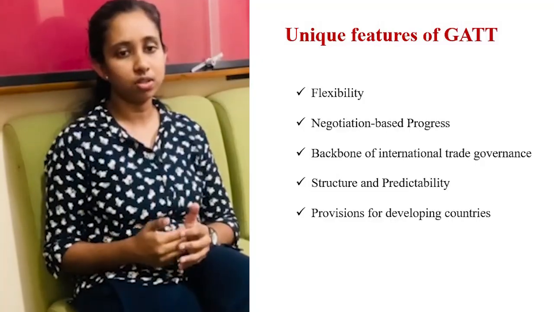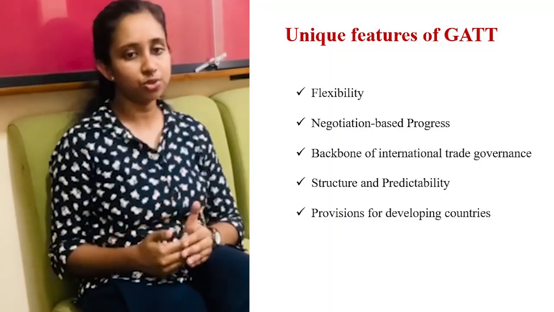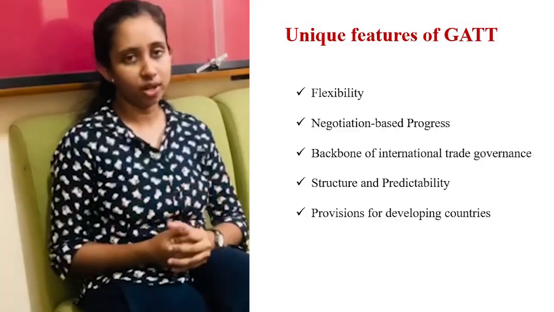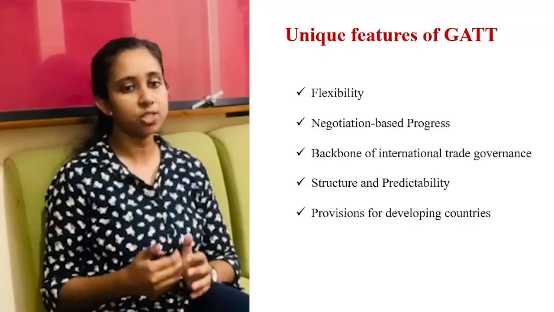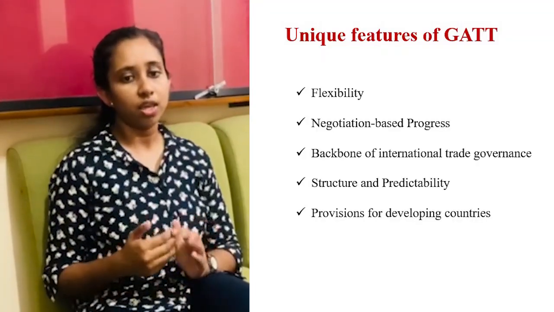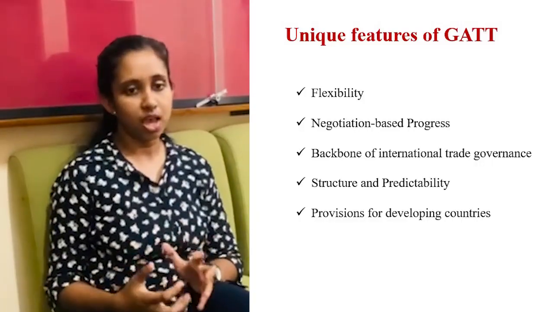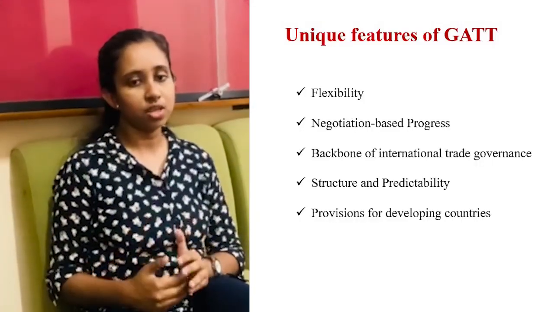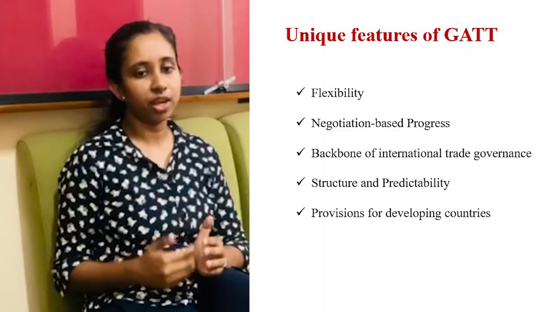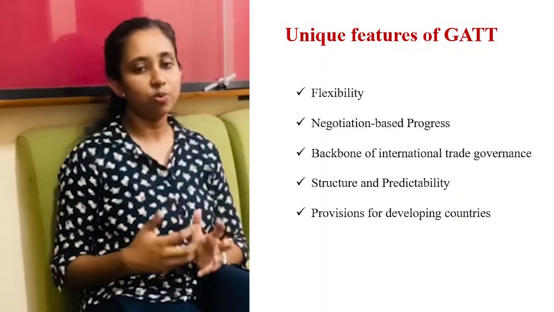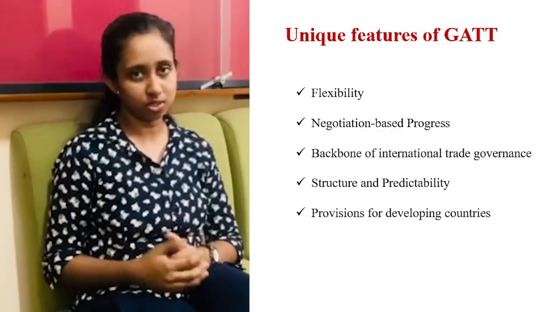GATT served as the backbone of international trade governance. It provided structure and predictability even without being a formal organization. GATT also includes provisions for developing countries. These nations were given special treatment to help them integrate into the global economy, including longer timelines and more flexibility in applying rules. Finally, under Article XX, GATT allows exceptions to trade rules, meaning a country can legally restrict trade to protect things like public morals, human and animal health, natural resources, or to ensure compliance with domestic laws.